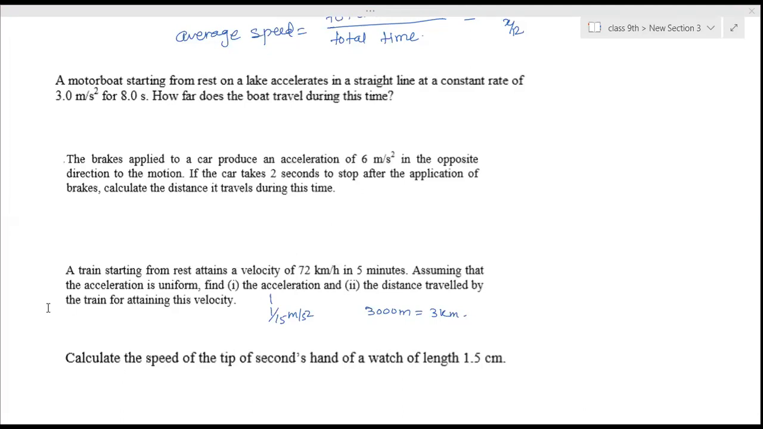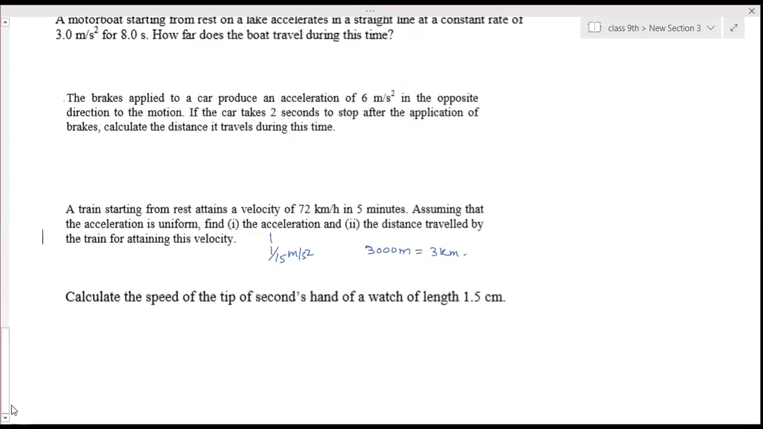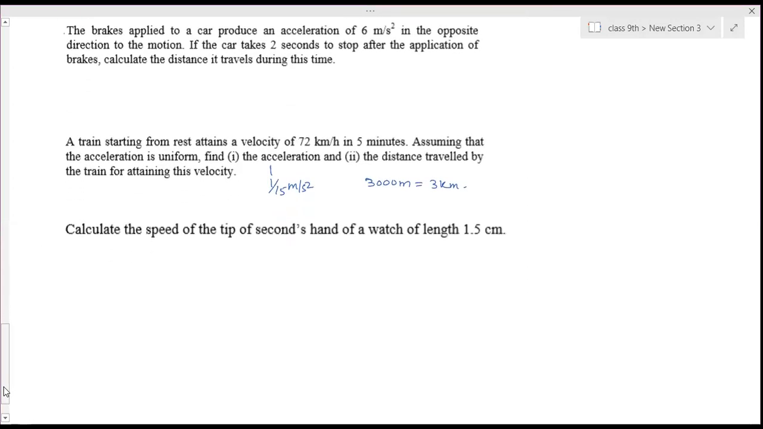Yes, ma'am, please. So easy a question. It is a seconds hand. Tip of the seconds hand of a watch of length 1.5 centimeter. So to calculate the speed, what do you need? Distance and time. We will take the example of the seconds hand completing one full round. In how much time will it cover it? 60 seconds. How much distance will it cover? 2 pi r, where r is the length.